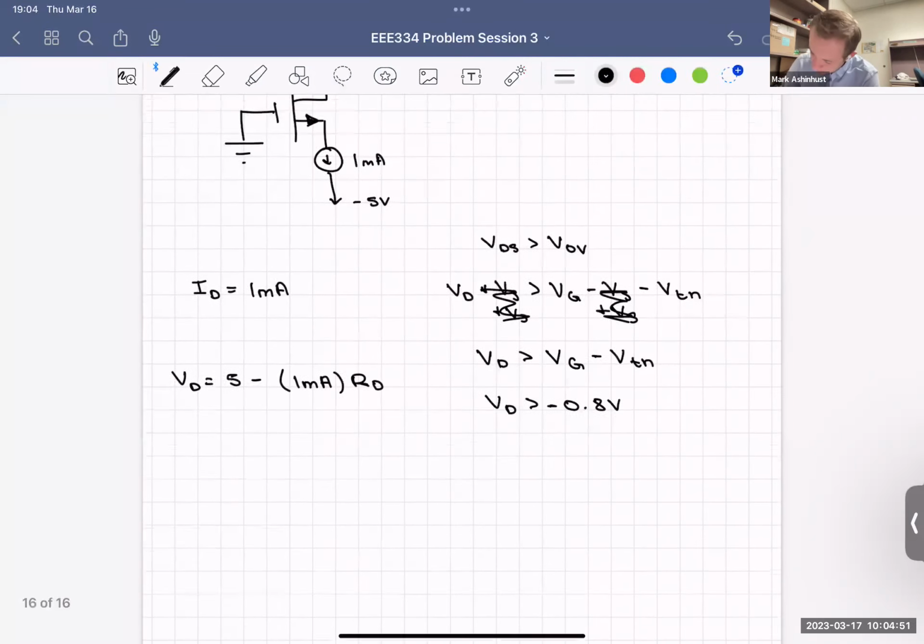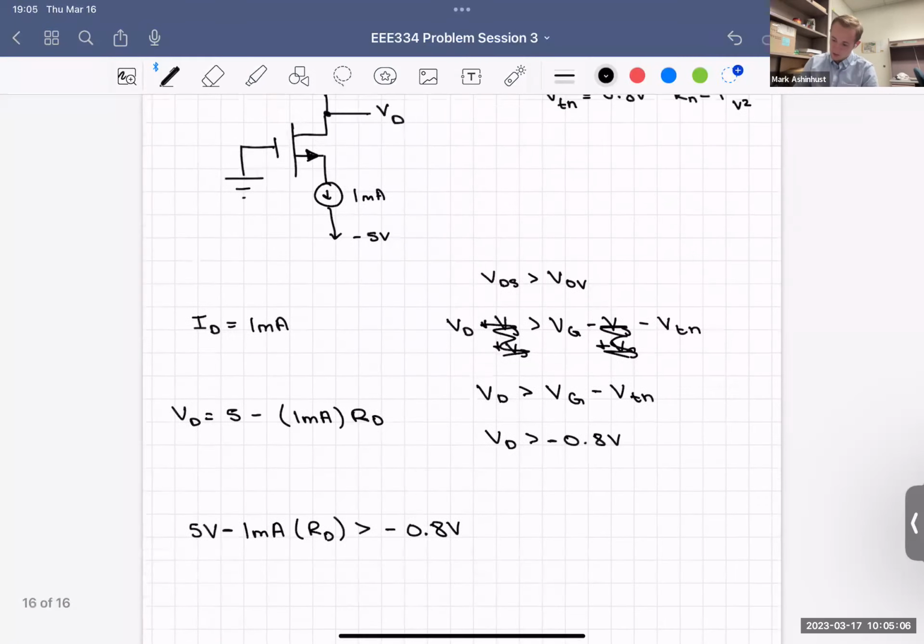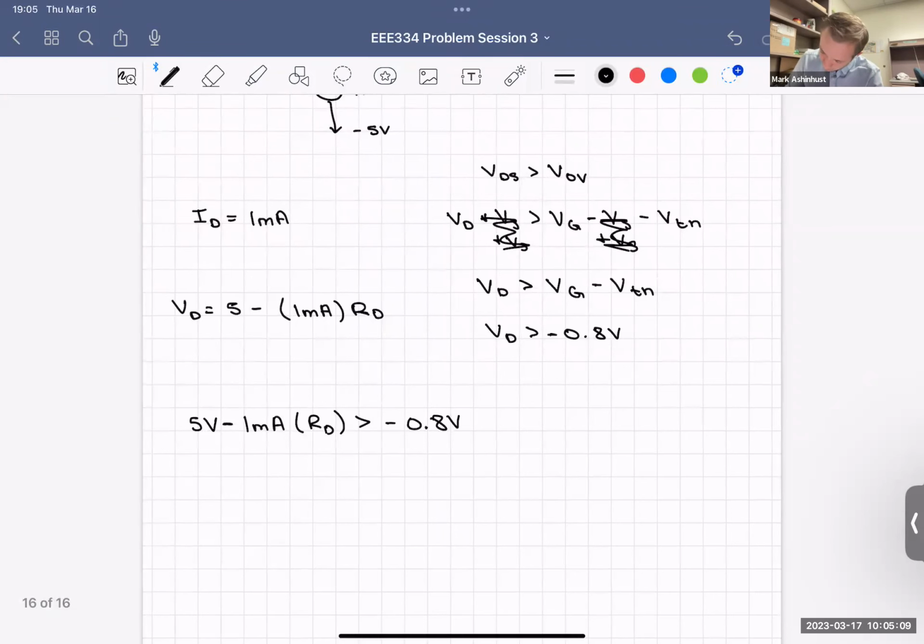Well, that's awesome. Let's plug that in. 5 volts minus 1 milliamp times RD must be greater than negative 0.8 volts. Let's add the 0.8 and then add the 1. So we'll add the 0.8 over, so we'll get 5.8 volts must be greater than 1 milliamp and RD. And then we'll divide by 1 milliamp, and we'll end up getting 5.8 kilo ohms must be greater than RD. So RD must be less than 5.8 kilo ohms to be in saturation.